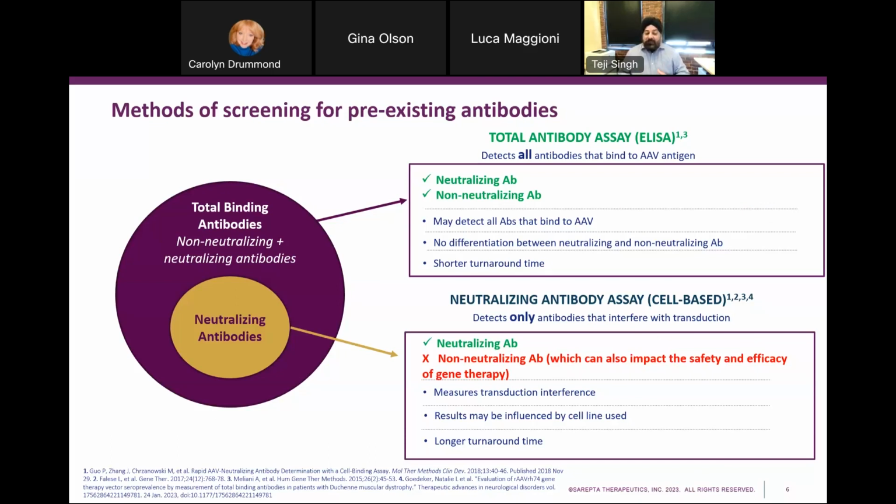They measure the ability of that vector to get into a cell system. So when we say neutralizing, that antibody prevents that transduction, also prevents that efficiency. These results are influenced by the cell line that you use, because some cells actually transduce easier than others, and because there's more manipulation and steps involved, they take a longer turnaround time. And because it's hard to automate some of those steps, the throughput, how many tests a lab can get through, is also lesser with a neutralizing antibody.